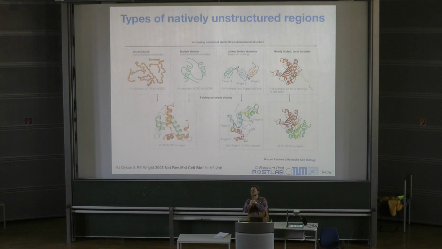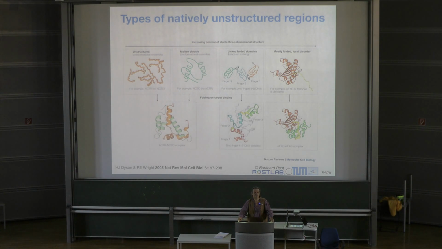Any idea? Yeah? You could be more flexible to different binding partners. Exactly. You could imagine that you bind different binding partners with this. This is exactly what they do. So the assumption is that one mechanism why you have disorder is to bind different binding partners.